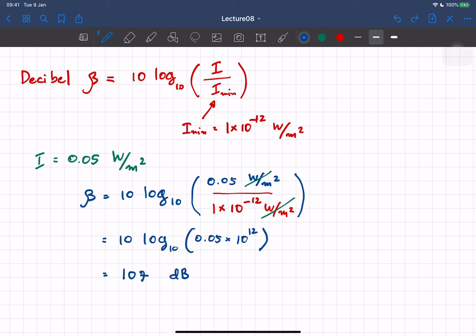So if you want to convert this back to the intensity, which is in watts per meter square, then you have to use this equation, right? So you need to do 10 to the power of whatever, right? So this is how you use it.